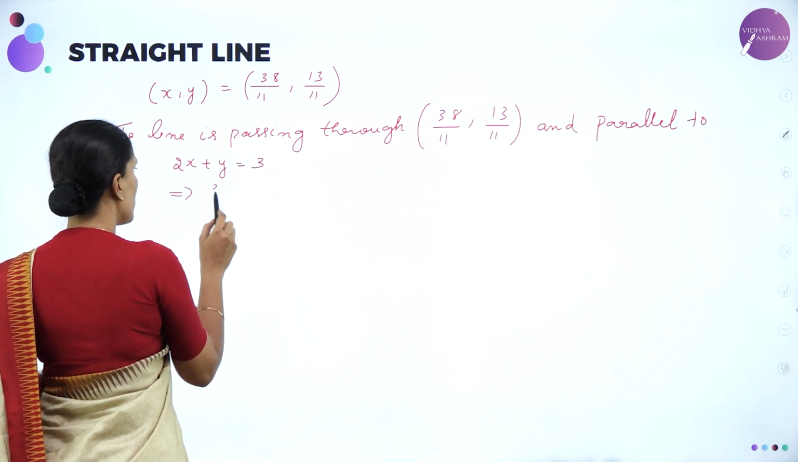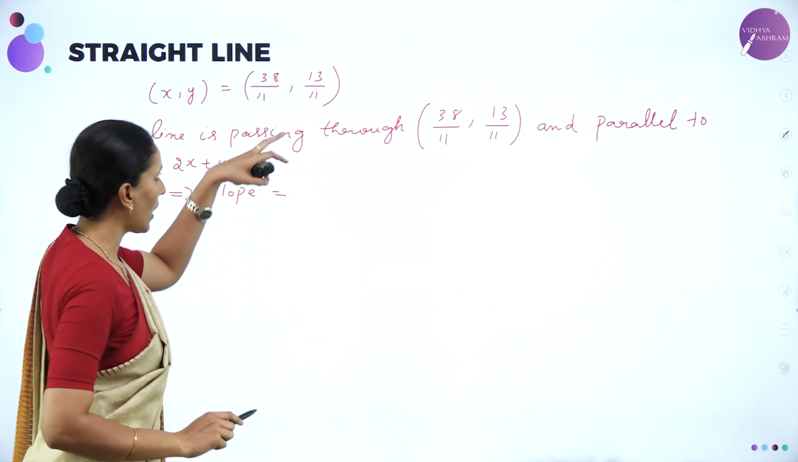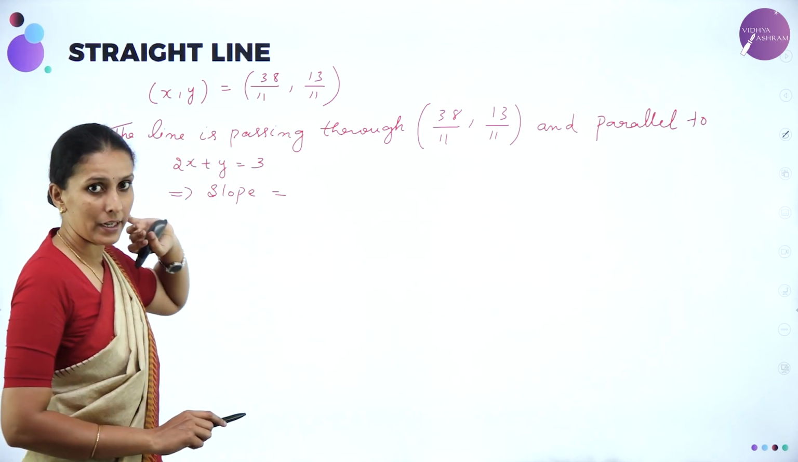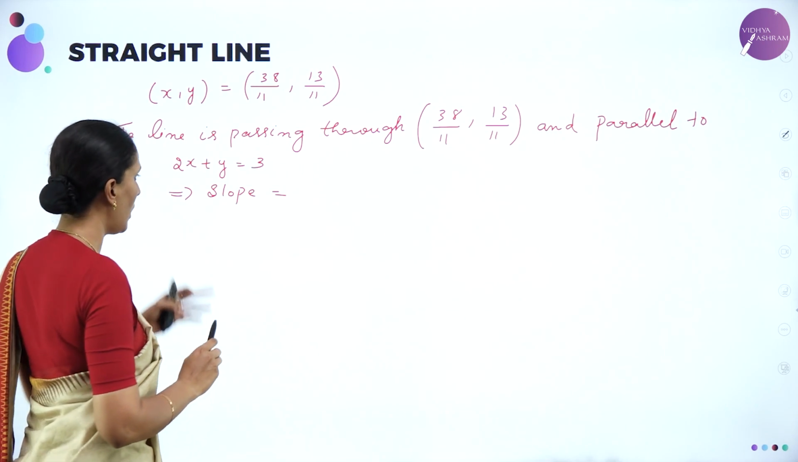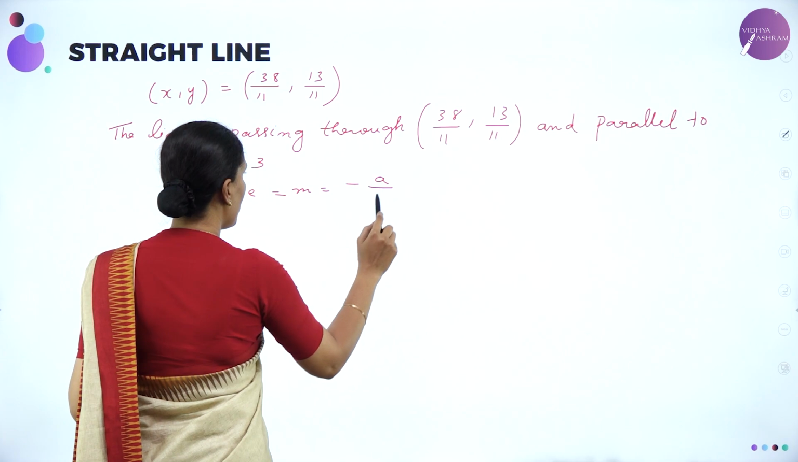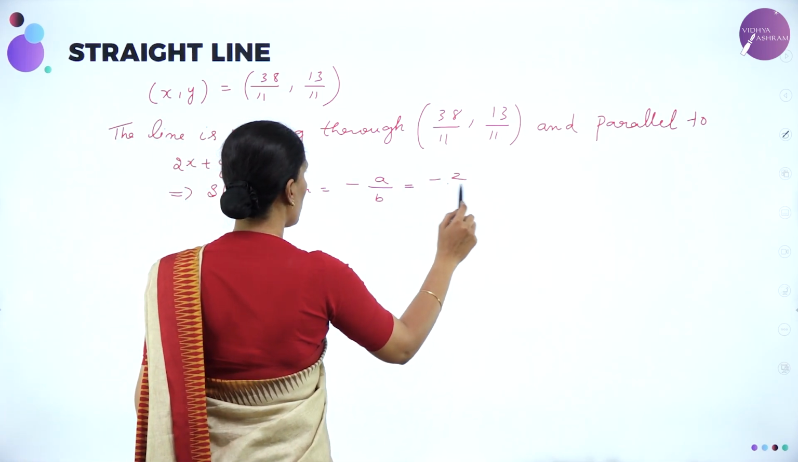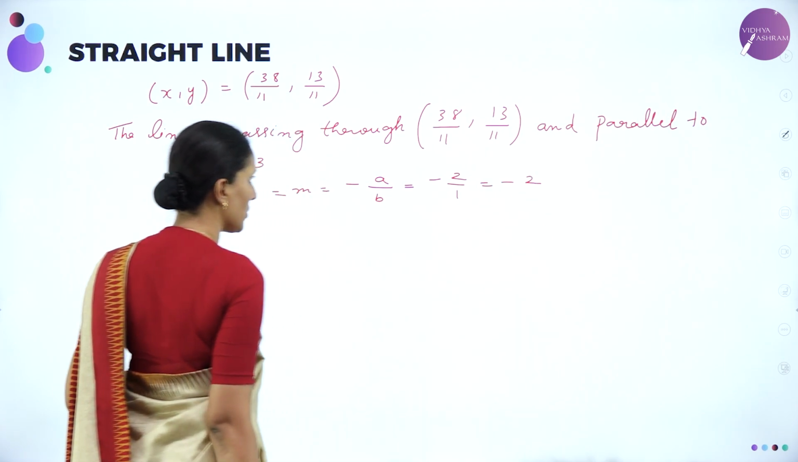So this implies the slope will be equal to the slope of the same line, because the required line is parallel to the line and hence their slopes must be equal. So here the slope m is minus a by b when the general equation is given. Therefore it is minus 2 by 1, which is equal to minus 2.